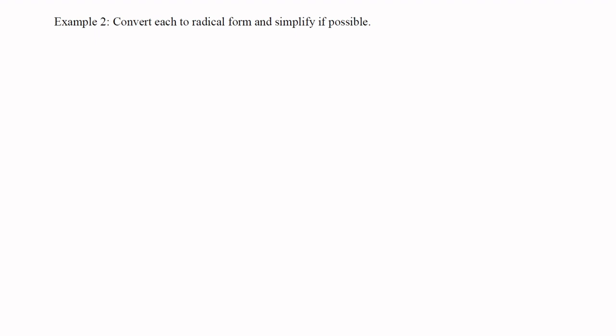So let's take a look at an example. Convert each to radical form and simplify if possible. So 8 to the 2/3 we just did. We can write that as the cube root of 8 squared, which is the cube root of 64, which is 4. We have 2x to the 2/3. We can write that as the cube root of the quantity 2x squared, which would be the cube root of 4x squared. When we take 2 squared, you get 4, and then, of course, x to the second power is x squared.